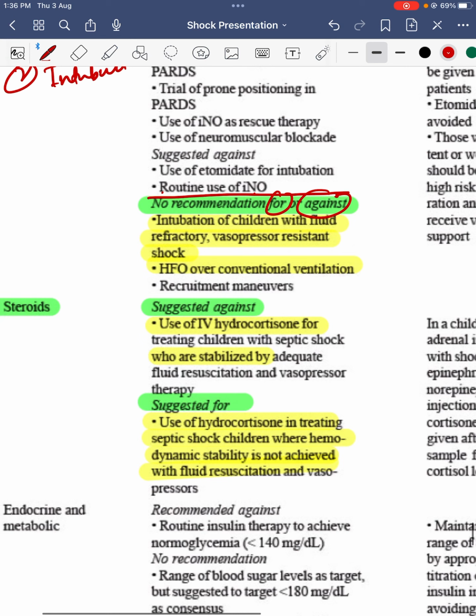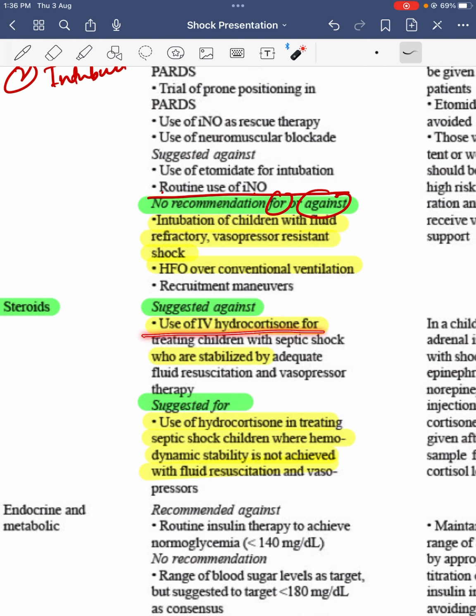Another thing, steroid. What are they telling about steroid? The latest guideline is telling to use IV hydrocortisone for treating children with septic shock who are not stabilized by adequate fluid resuscitation and vasopressor. Which means if a child is stabilized by IV fluid as well as vasopressor, then there is no need for hydrocortisone.